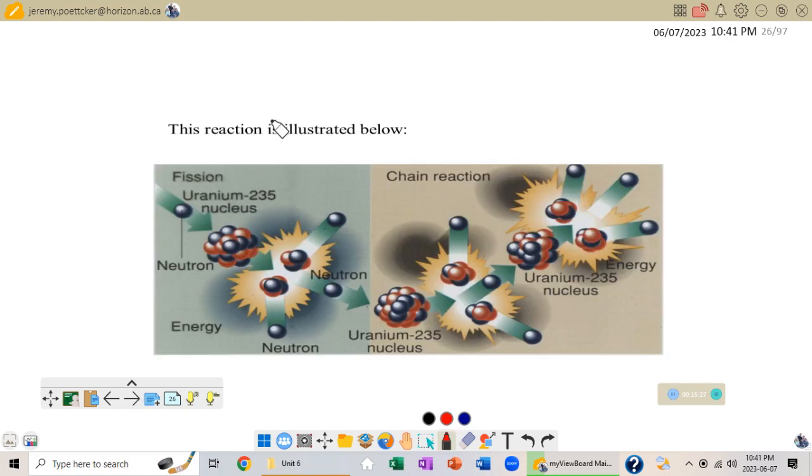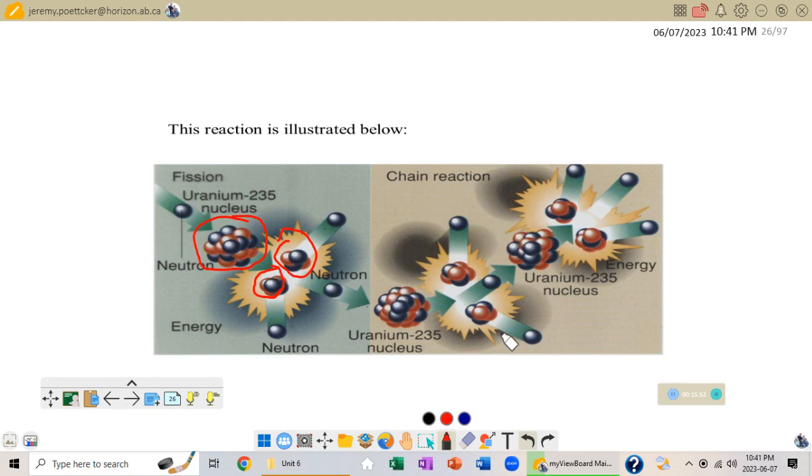And here we've got an illustration of it. We've got basically a pretty picture of the uranium-235 nucleus. We've got the neutron coming in, lots of energy released, 3 more neutrons. So here's our parent nucleus. Here are our daughter nuclei.